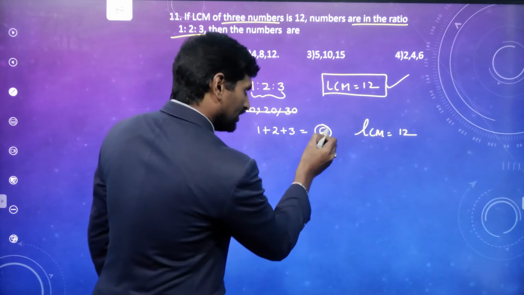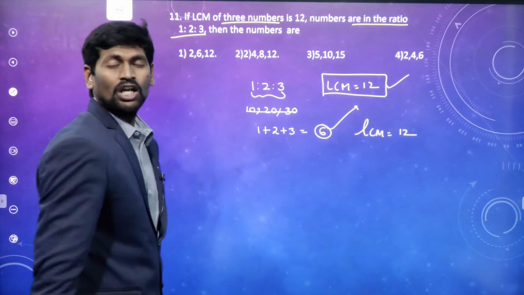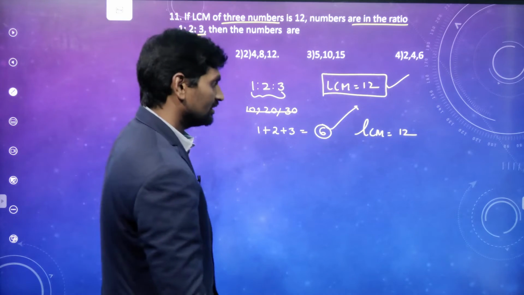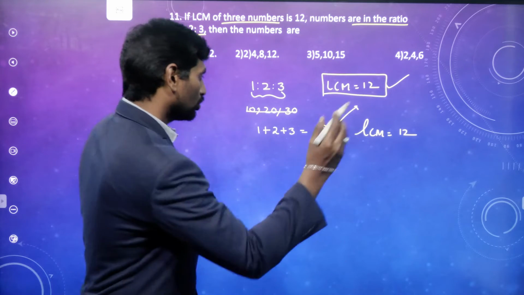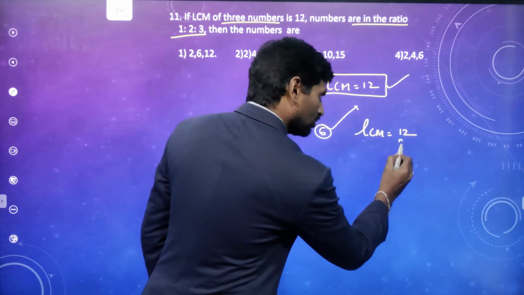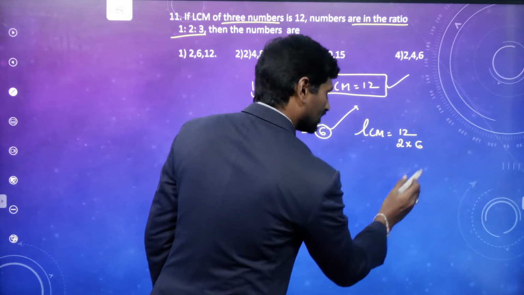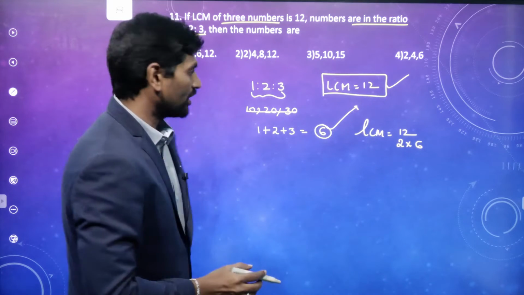Now, in the 6 table, 12 how many times? 2 times. Am I right? So, 12 can be written as 2 into 6. So, 6 table 12, 2 times.